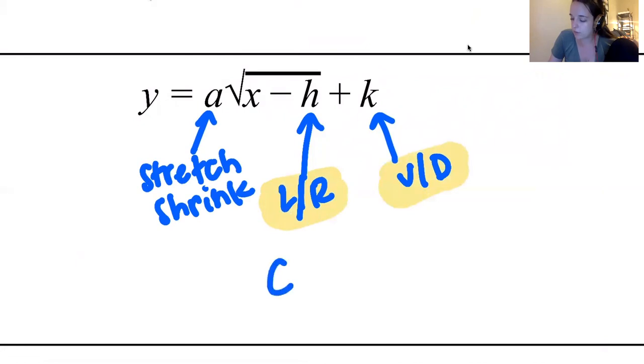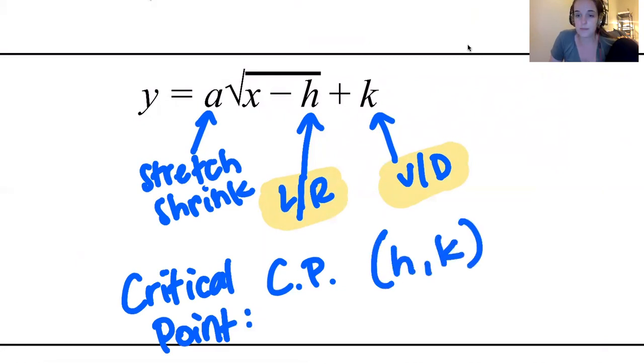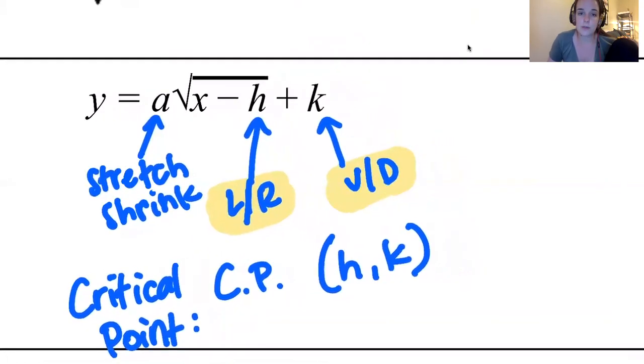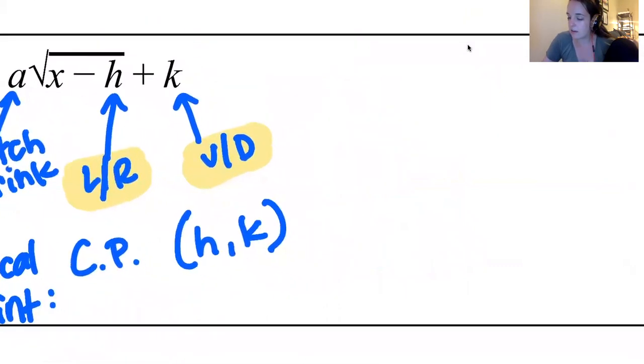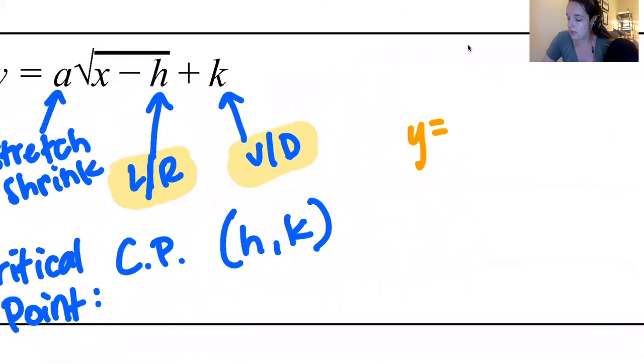Because the critical point, which we're going to call CP, critical point, right? The critical point is located at H, comma, K. So for example, if I had the equation y equals square root of x plus 2 minus 4, right?